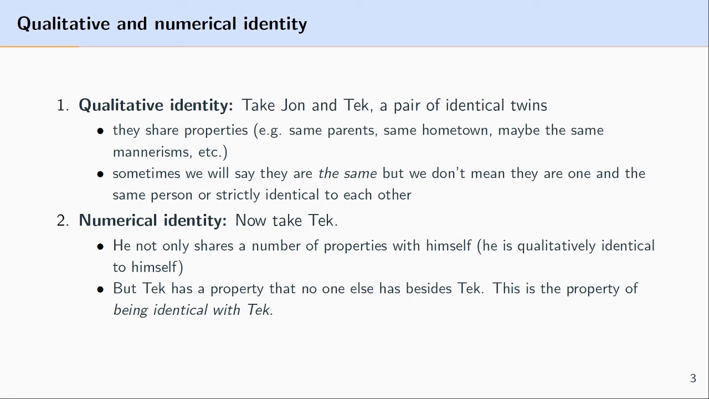So in the case of John and Tech, the two twins, they might share a lot of properties. But Tech has a property that John does not have, which is being the same person, that is, being one and the same person. So when we talk about numerical identity, usually we are referring to a particular thing and the relationship it has to itself. It's a particular relationship that it has that nothing else or no one else has. So the type of identity that we'll be talking about here is numerical identity. The topic of what exactly it means for two things to be numerically identical is pretty deep and broad, but I won't get into that here.